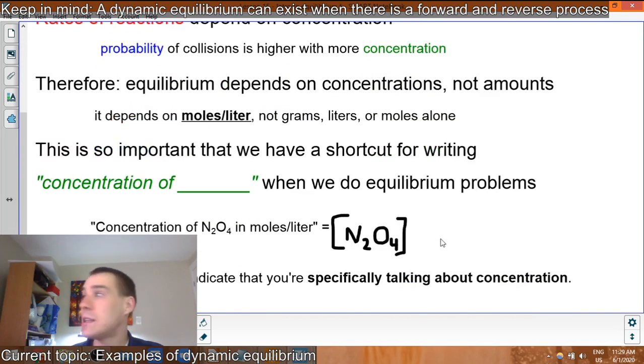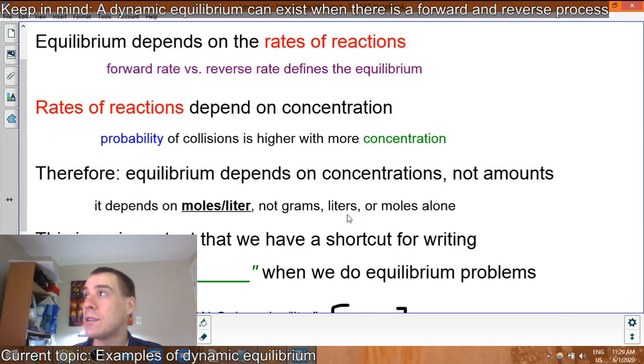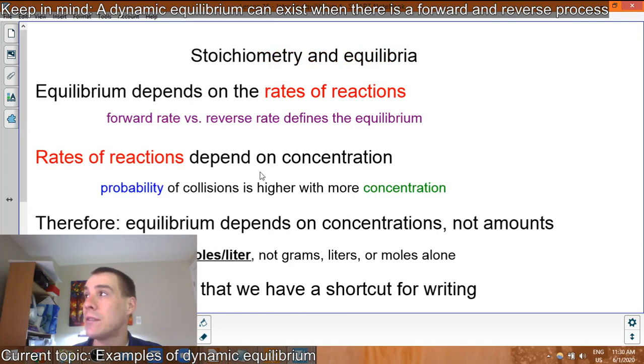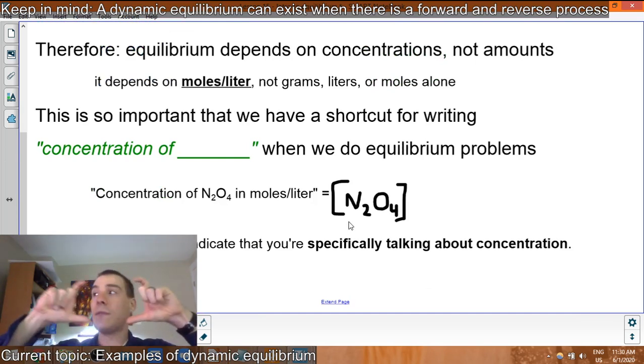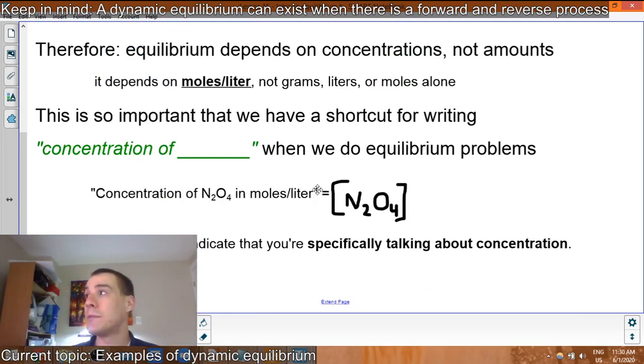This is just talking about how rate depends on concentration. Rate depends on concentration because the higher the concentration, the higher the probability of collisions. And we have this shorthand for moles per liter. Specifically, we're talking about concentration in moles per liter, so the square brackets are what we're talking about. That's what we see here.